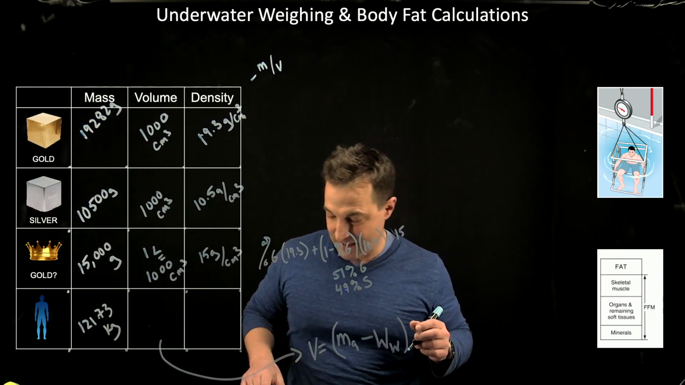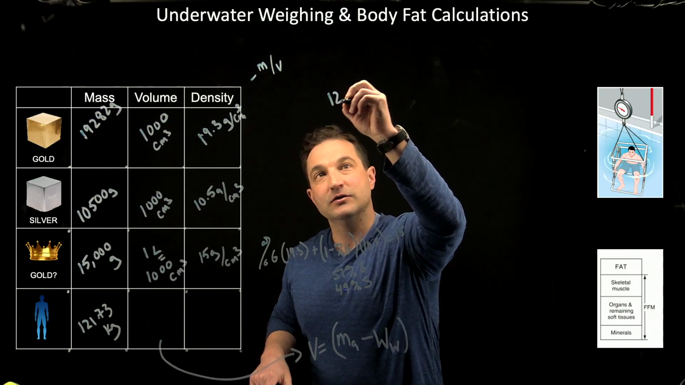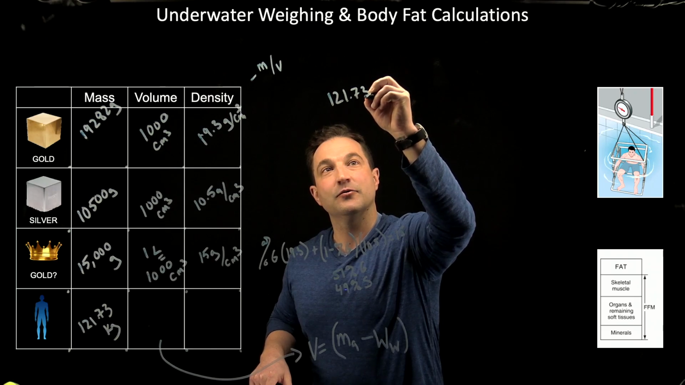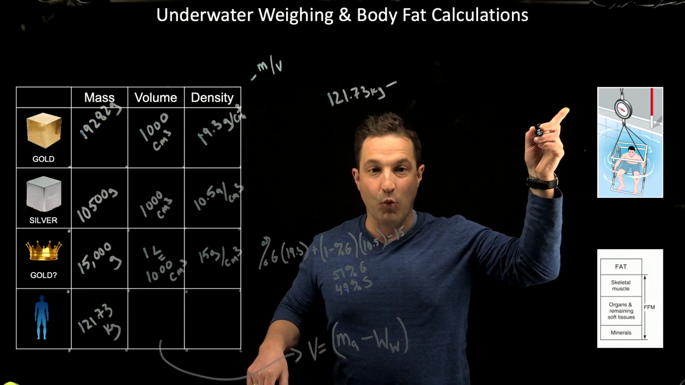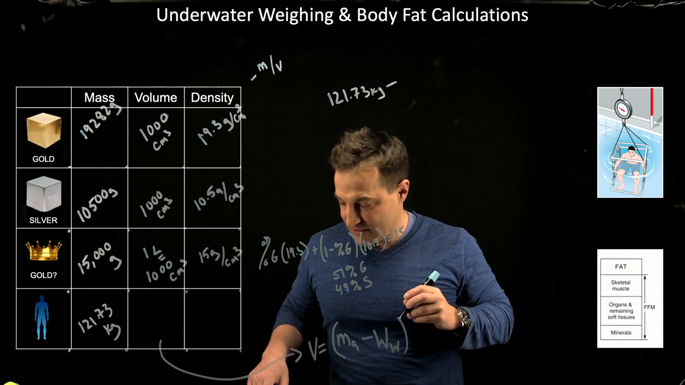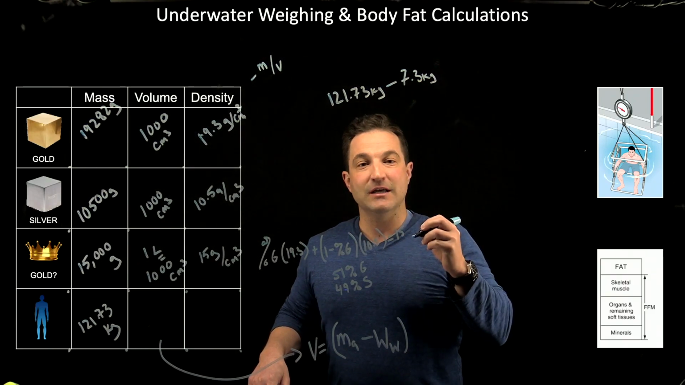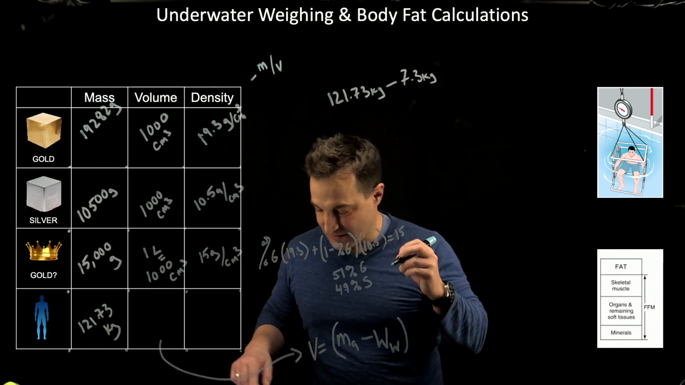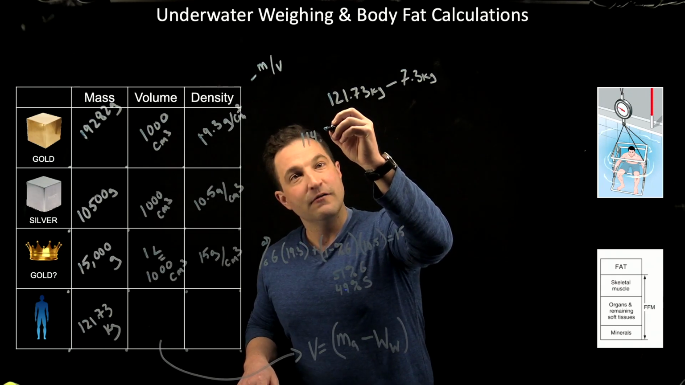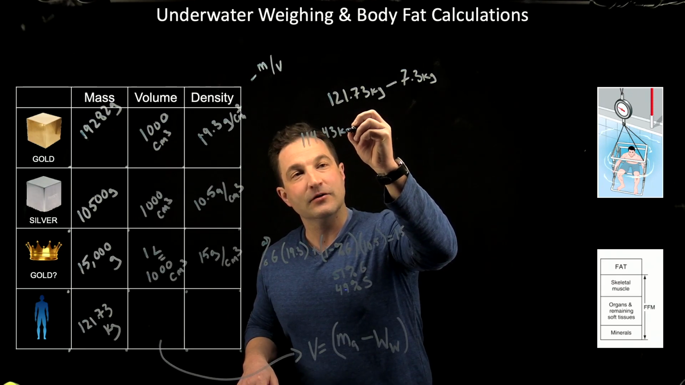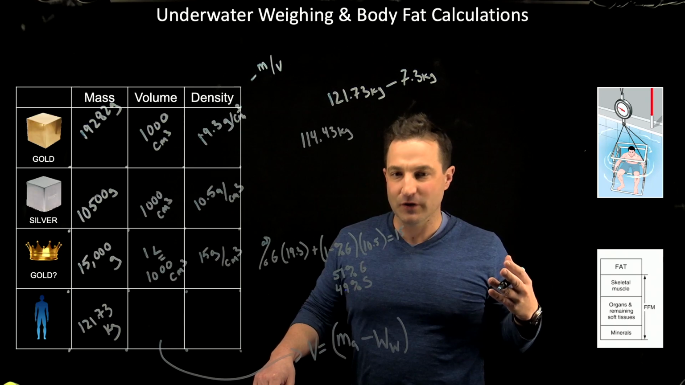However, if we take the example and say we're going to start with 121.73 kilograms, and we're going to subtract from that the weight on the scale once the person is completely submerged. The example in the book gives 7.3 kilograms. That would give us a difference of 114.43 kilograms. But remember, we're still trying to get to volume, so we need to do a conversion.